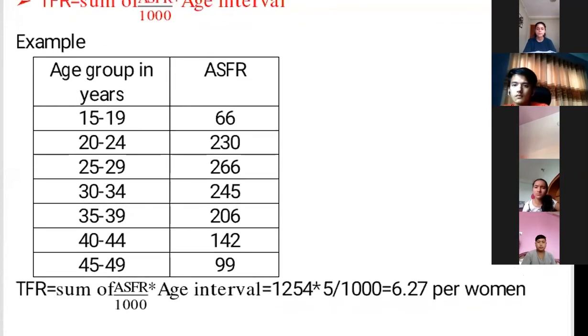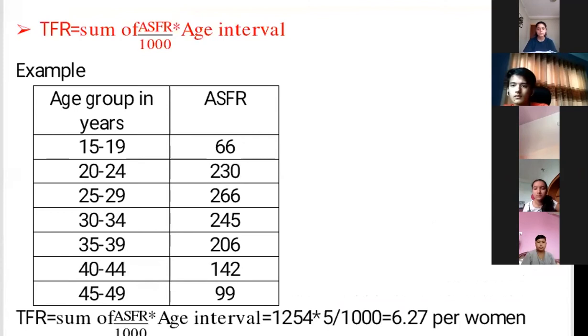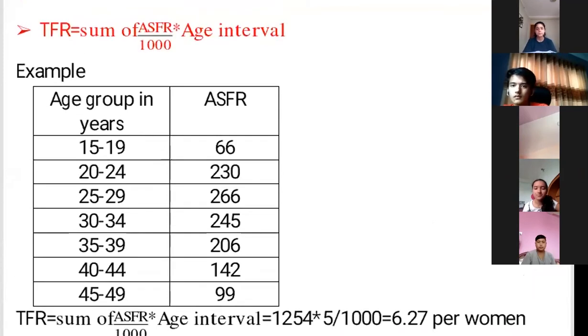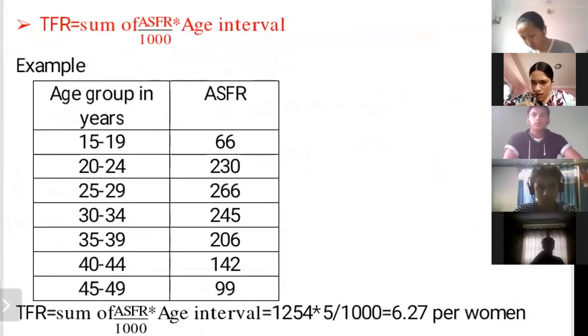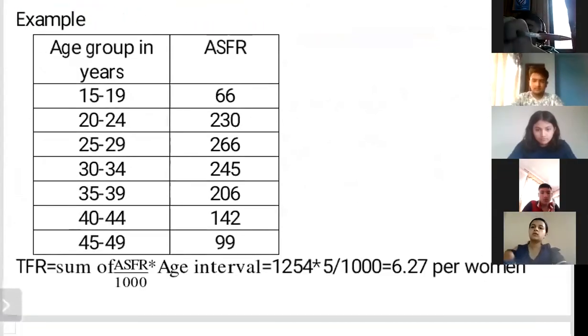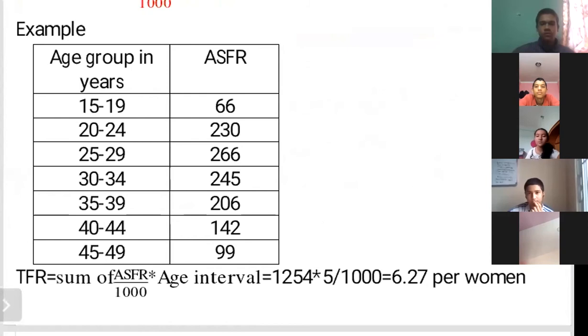Now you can see the example. Here, the age groups in years: 15 to 19 is the first age group, then 20 to 24, 25 to 29, 30 to 34, 35 to 39, 40 to 44, and 45 to 49. These are the age groups. I told you that the capacity of women to reproduce a baby starts from 15, so the age groups start from 15. We are discussing TFR, and we can see the example of TFR.